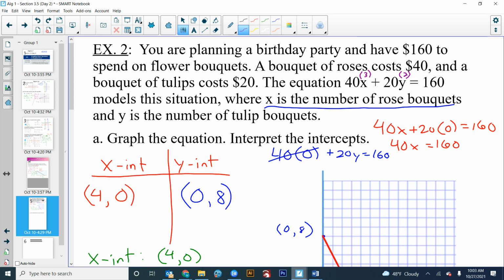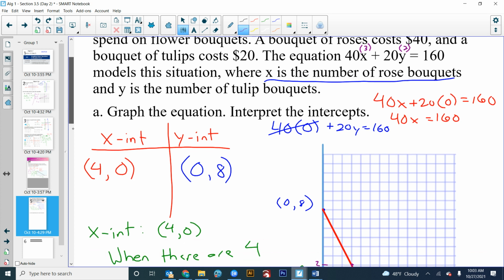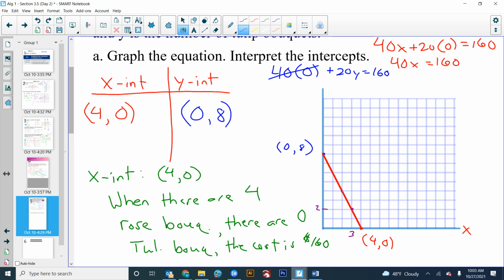Does that make sense? Now, could there be other ones? It looks like it. We'd have to test these. Anytime where there's a grid at the corners, there would be whole numbers of bouquets you could buy. Okay?